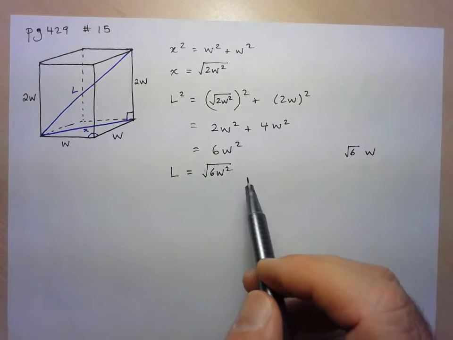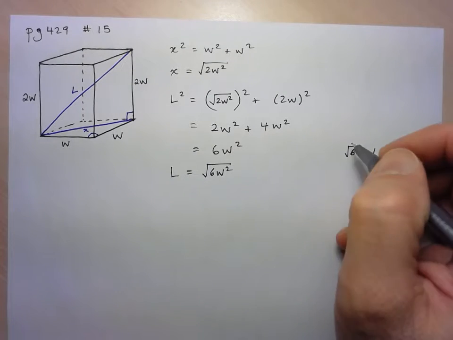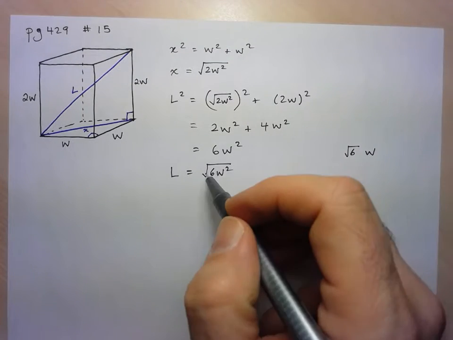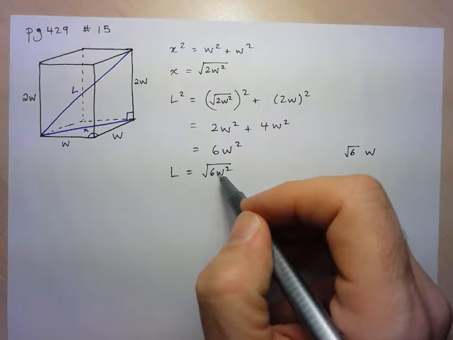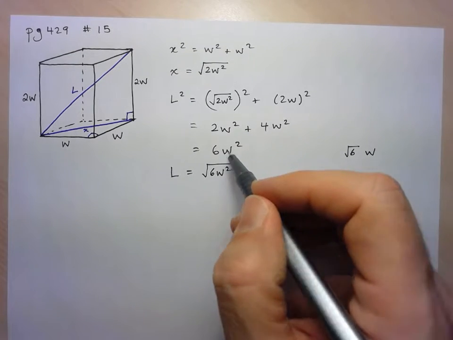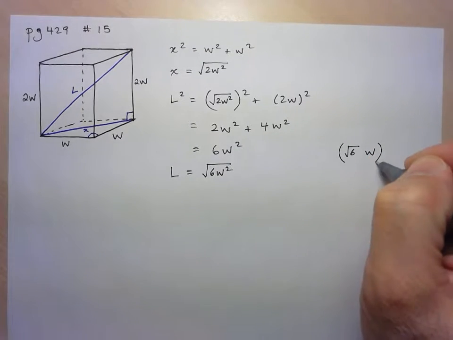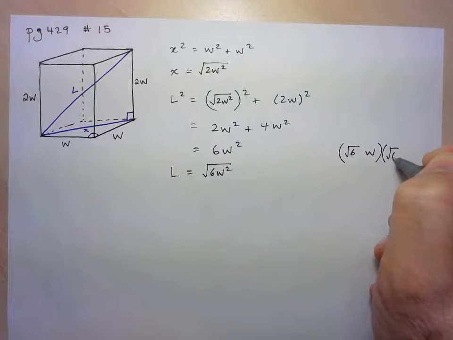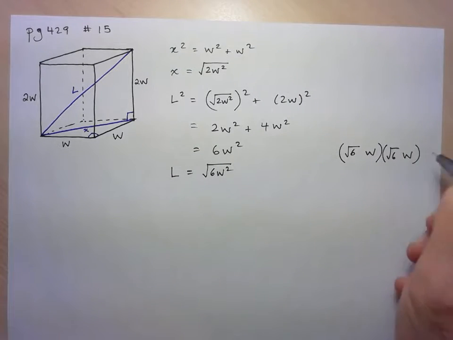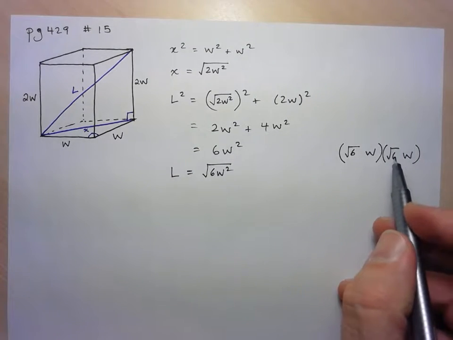We're not going to prove this here, but what we're going to do is square this thing. We know that if we square this, we get 6w squared. I'm going to see if we get the same thing when we square root 6 times w. In other words, we write root 6w times root 6w.